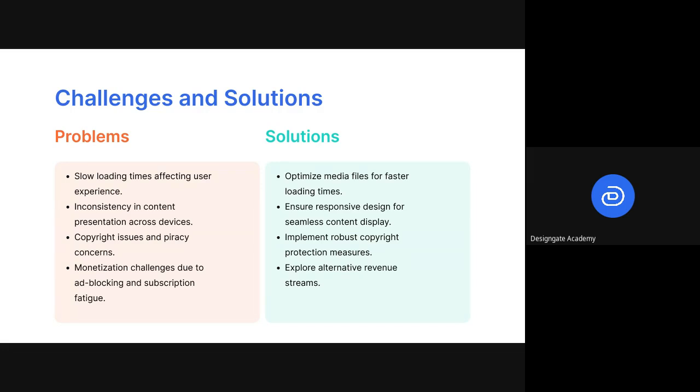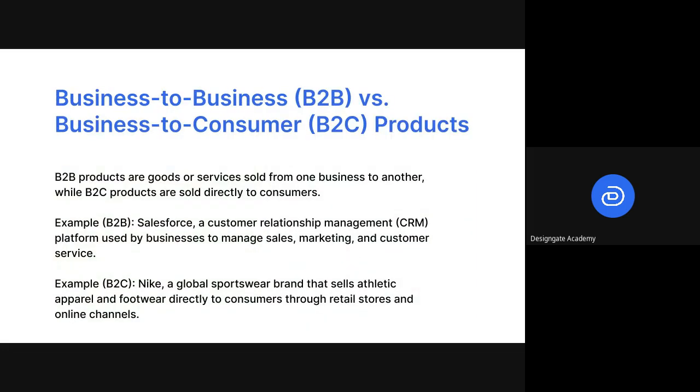The next one we have here is B2B and B2C. So what exactly are B2B and B2C companies? B2B simply means business to business, and B2C means business to consumers. B2B products are goods or services sold from one business to another, while B2C are sold directly to consumers. Examples of B2B are Salesforce and Jira, any software that is used within an organization and also sold by an organization, business to business. But we have businesses that sell directly to consumers, for example Jumia. Those are called B2C.